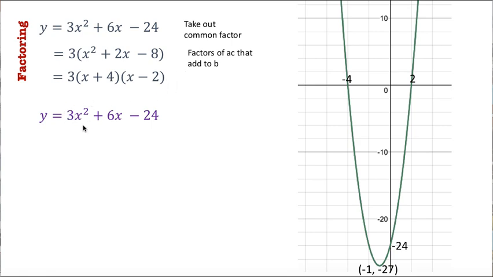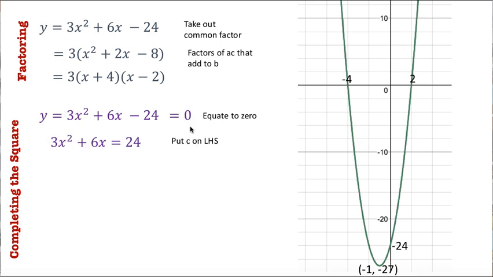Okay, to get from this format to the vertex format is a little bit harder. We do that using a technique called completing the square. There's a few different ways to do that. The way my students find simplest is to equate this to 0, make y equal 0, and then take the c value to the other side, the left hand side, then divide out the a.